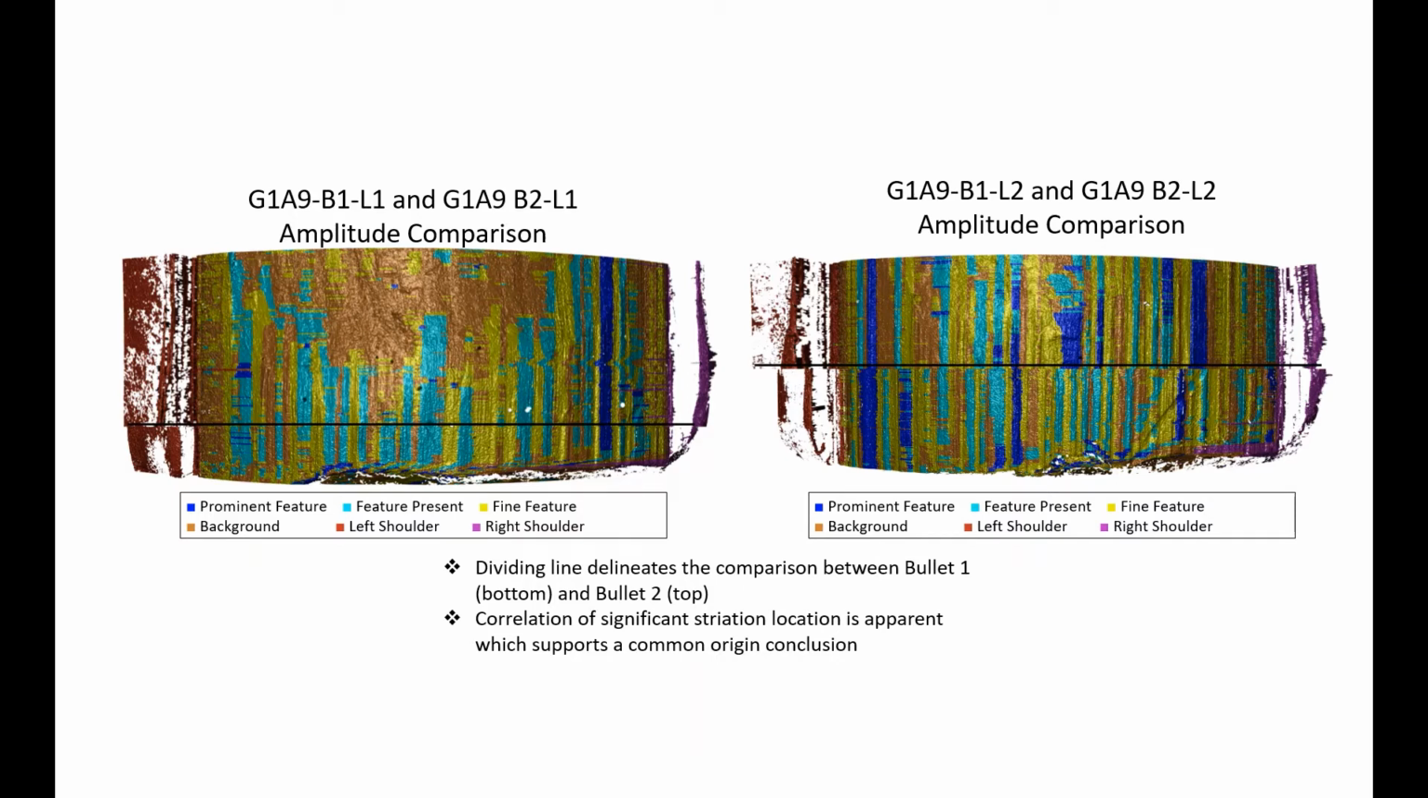Whereas on bullet 1 land 2 and bullet 2 land 2, there is a little bit more of a variation here. The colors don't line up quite as well. Some of the striations are present on one bullet and not in the others, and that's just part of the differences that can occur between markings on bullets.